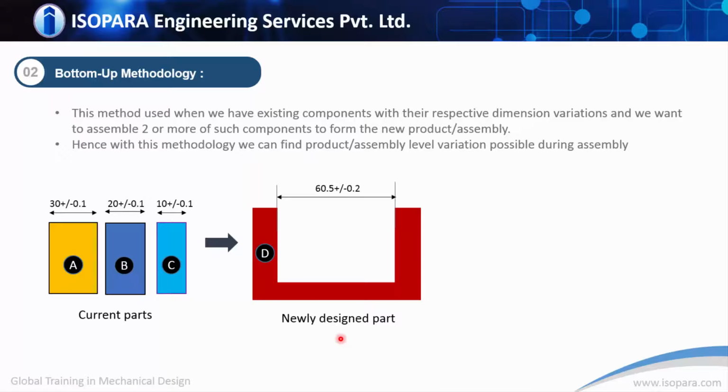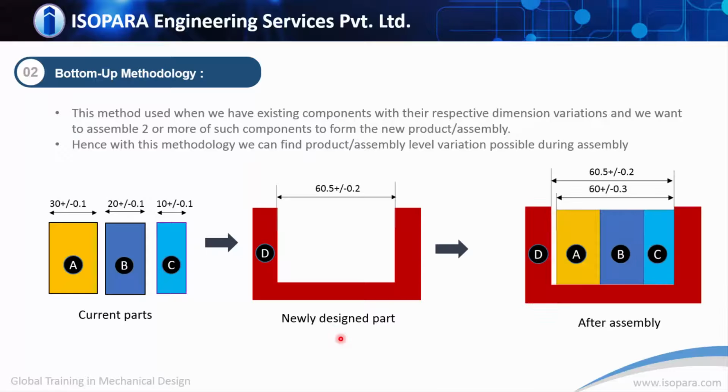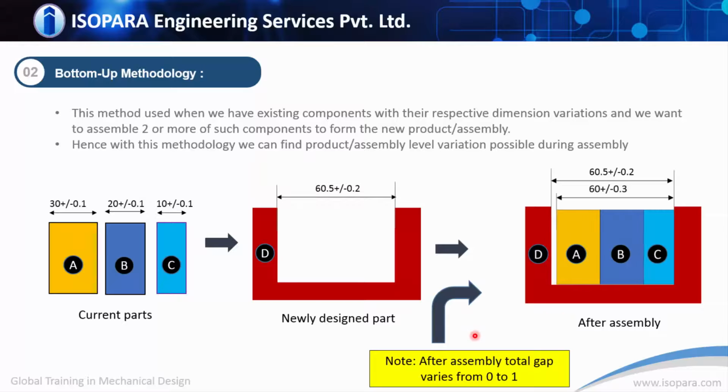with dimension 60.5 plus or minus 0.2. Hence, the worst case for part D becomes 60.3. And after assembly of parts A, B, C and D, we can say that the worst case gap is 0 mm and the most favorable gap is 1 mm. That's how the bottom-up methodology works.